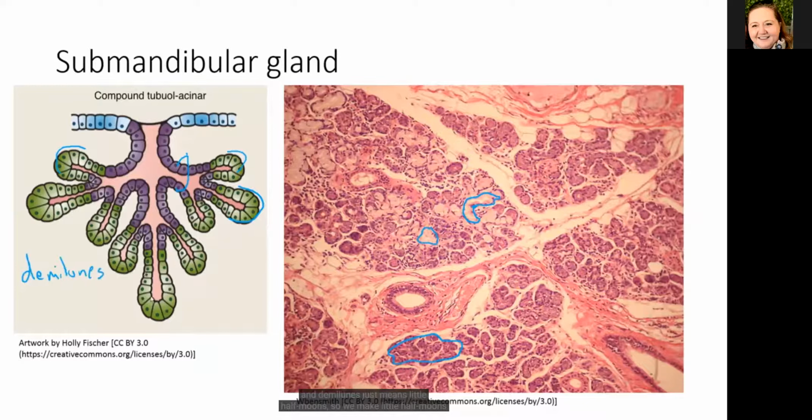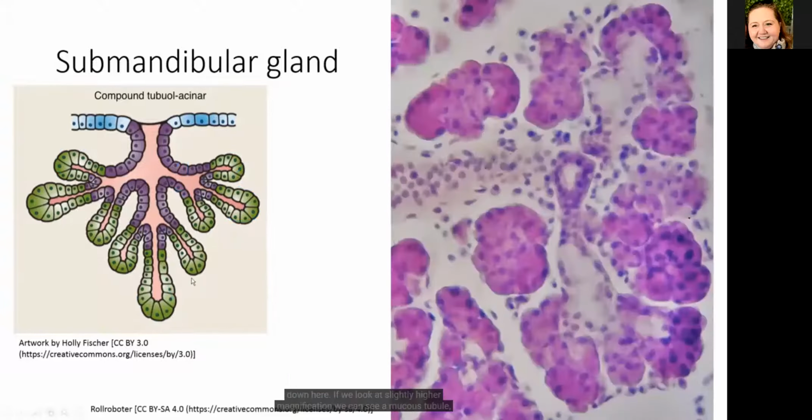And demilunes just means little half moons. So we make little half moons down here. If we look at slightly higher magnification, we can see a mucus tubule. So this lighter staining stuff, the glycoprotein mucin, which is the primary component of mucus, doesn't stain well in histological preparation. So cells that contain a lot of mucin are going to appear pretty transparent. You can see a cross-section through a mucus tubule here and here. And then you can also see up here at the very top how the serous secreting portion, the part that stains purple, is going to make kind of this half moon. So this is a serous demilune.